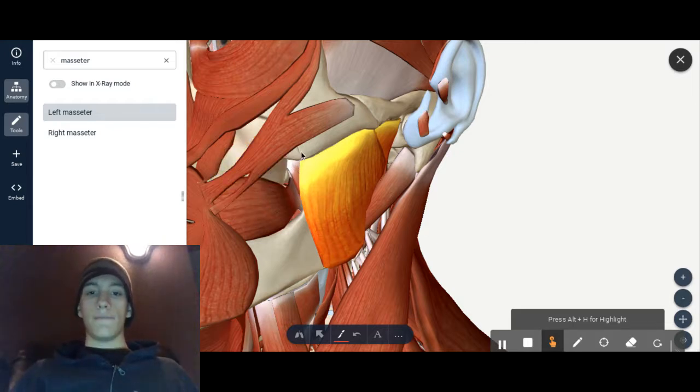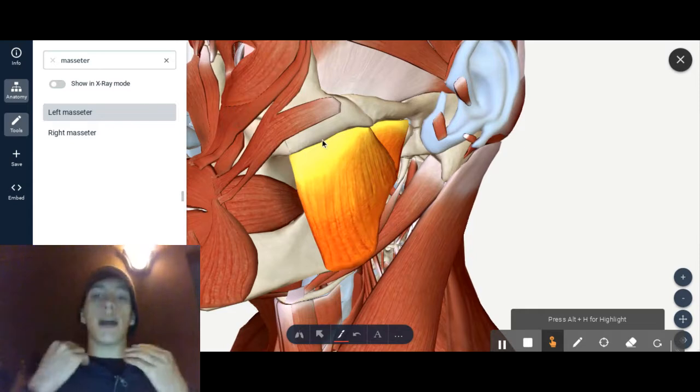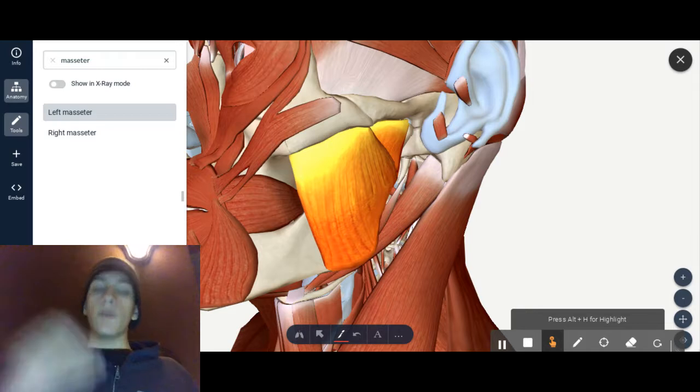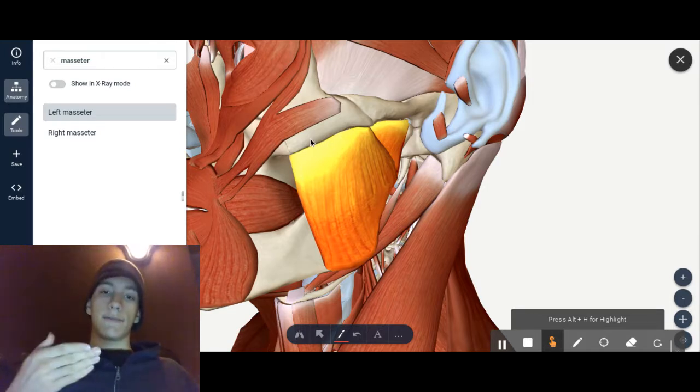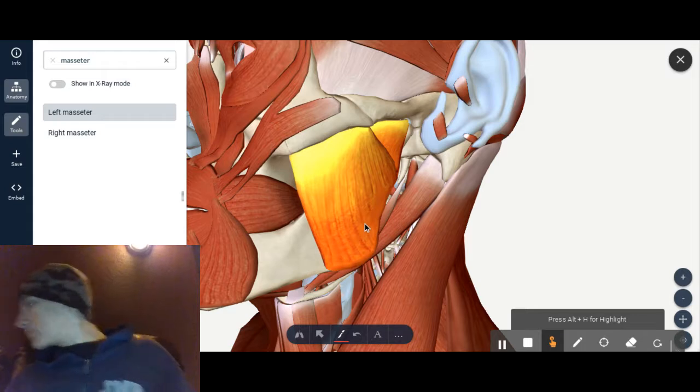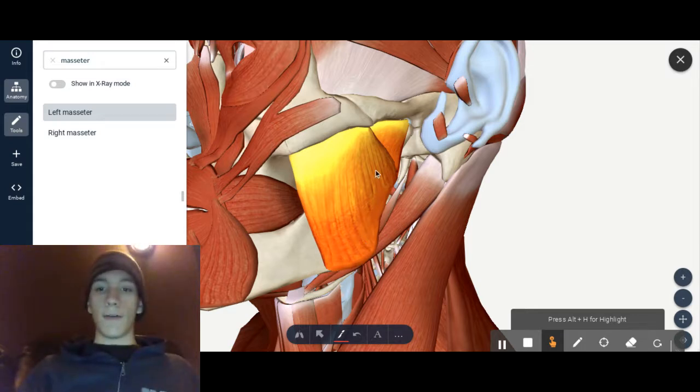Its origin, or the point of attachment that moves the least, the anchor point usually, that moves the least and is most medial, like, closest to the midline of the body. That's for the masseter, the zygomatic arch. The insertion being all along the mandibular angle, which is the corner of the mandible, and on the mandibular ramus.